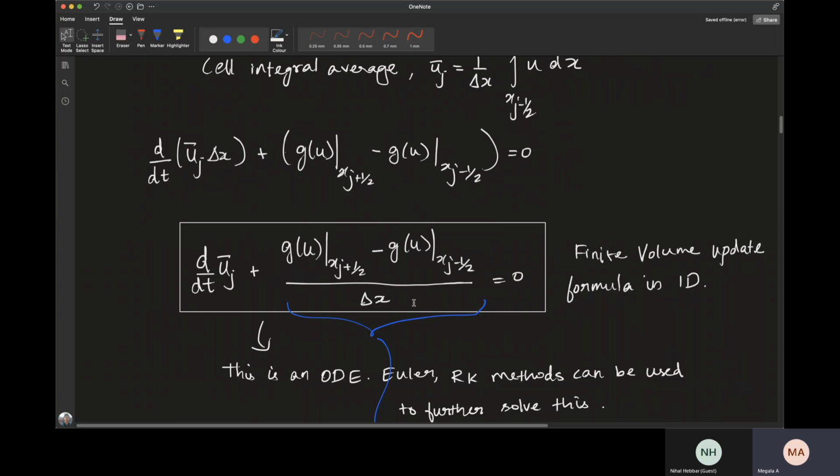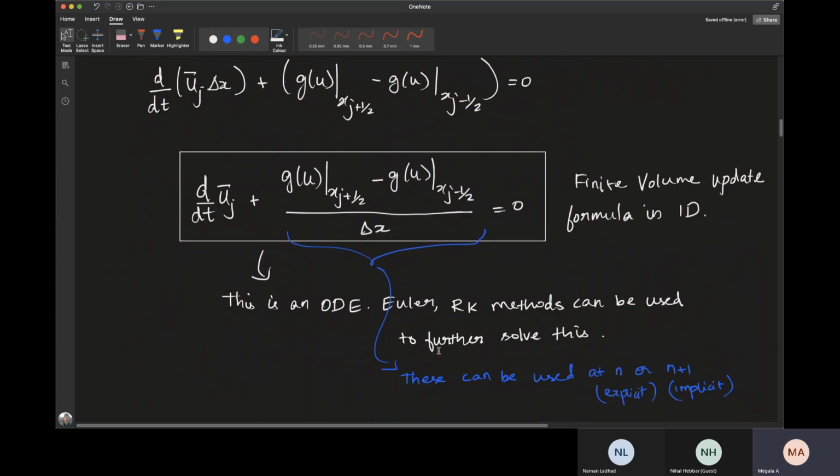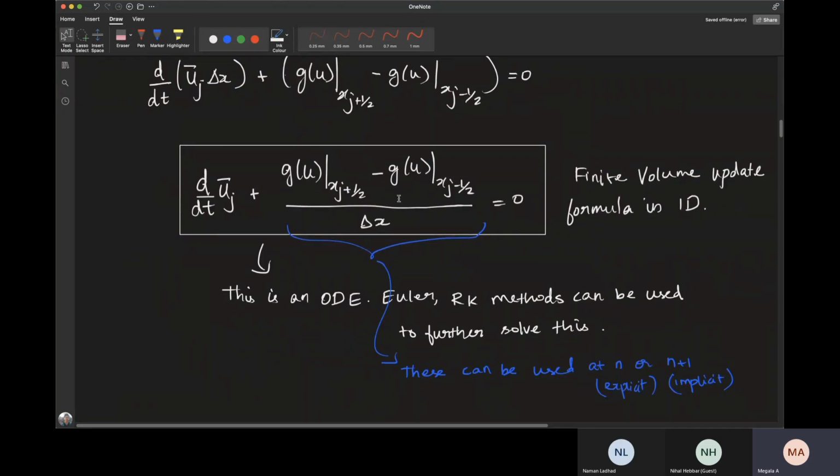On the right hand side, we have a finite difference kind of equation. We have some central differencing on the right here. So we just need to find some way to approximate this quantity, then we'll have an update formula. So this is now the finite volume update formula for the 1D case. Now since this is an ODE, you can use either Euler method or RK methods to further solve this equation.